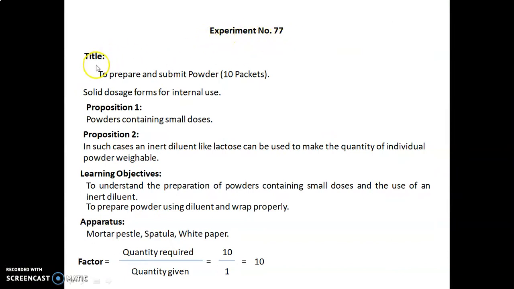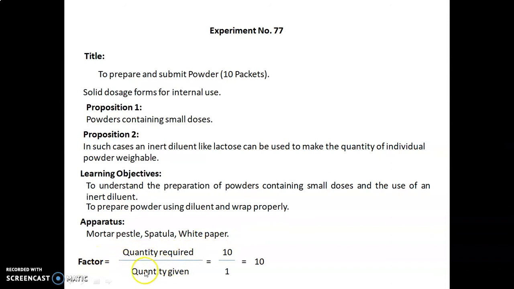Experiment number 7. Title of this experiment is to prepare and submit the powder, 10 packets. In this we are going to study the solid dosage forms for internal use. Proposition 1, powders containing small doses, and proposition 2 is, in such cases an inert diluent like lactose can be used to make the quantity of individual powder weighable. Learning objectives are to understand the preparation of powders containing small doses and the use of an inert diluent, to prepare the powder using diluent and wrap properly. Apparatus required are mortar, pestle, spatula, white paper.